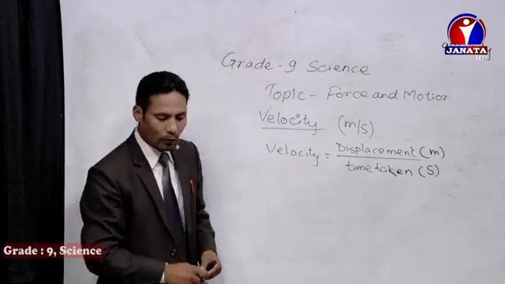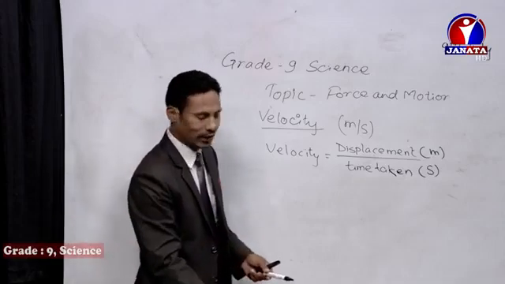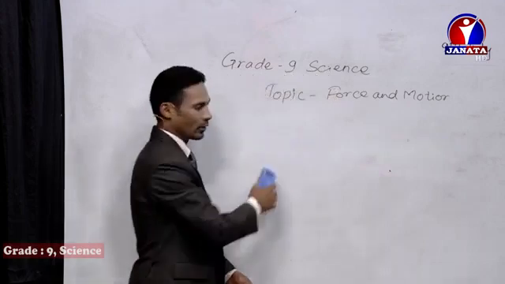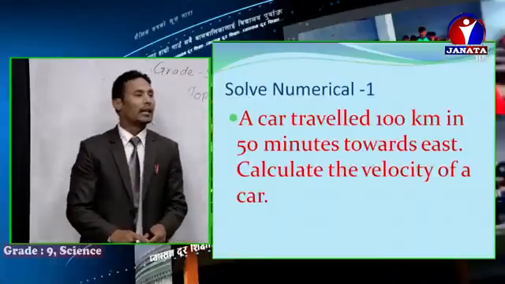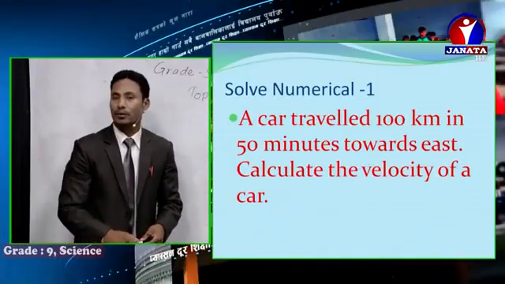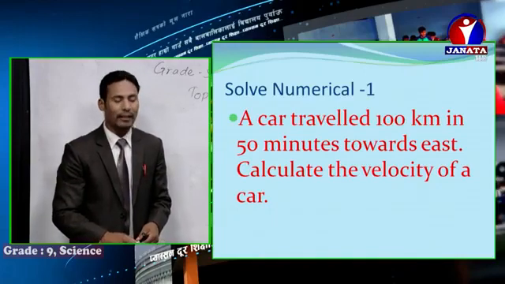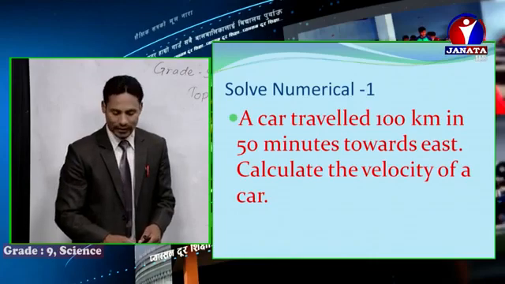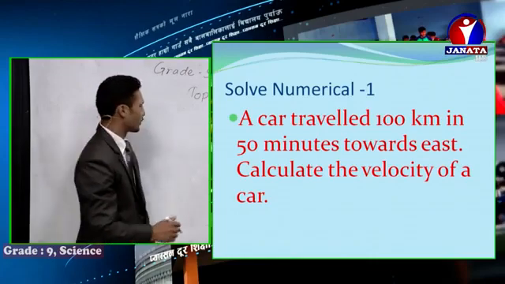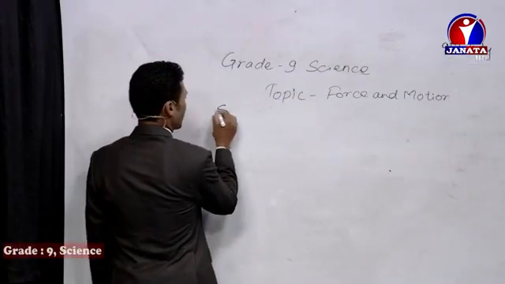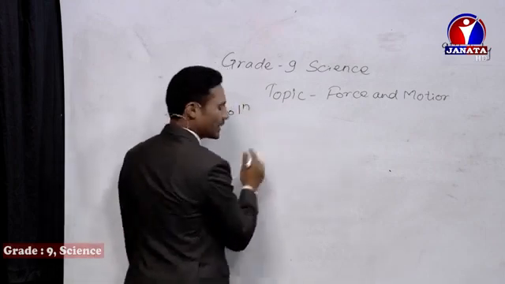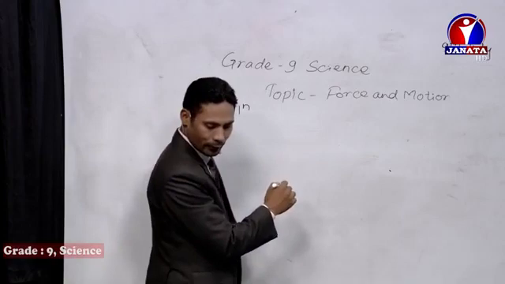So let's try one numerical problem for calculating the velocity. The question I have given on the screen. So let me read the question. A car traveled 100 kilometer in 50 minutes towards the east. Then calculate the velocity of the car. So how to solve this? Let's see. The solution: the distance is given over there, right?